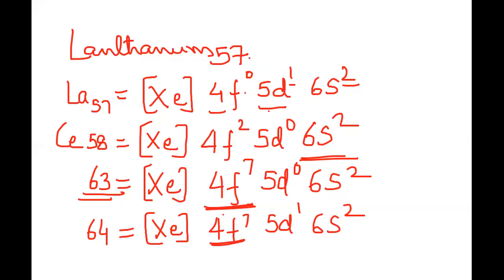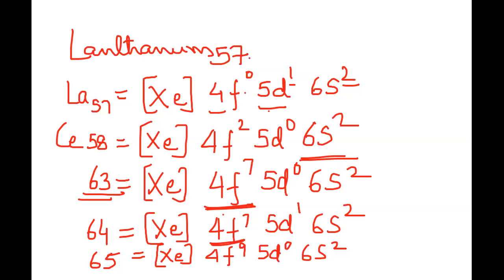But as soon as you go to the element with atomic number 65, this becomes xenon electronic configuration, and this becomes 4f9, and this becomes 5d0, and this becomes 6s2. You see, again, as soon as F gets one more electron, the electron from the 5d also jumps and comes to 4f, and 5d remains totally unoccupied, and this is how the electronic configuration is seen.